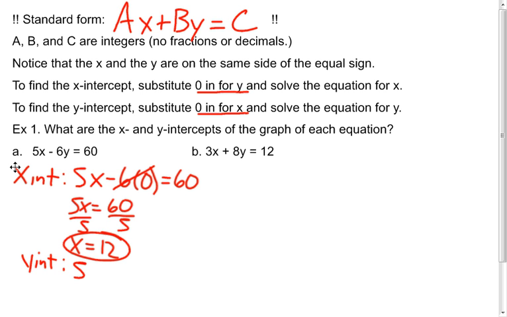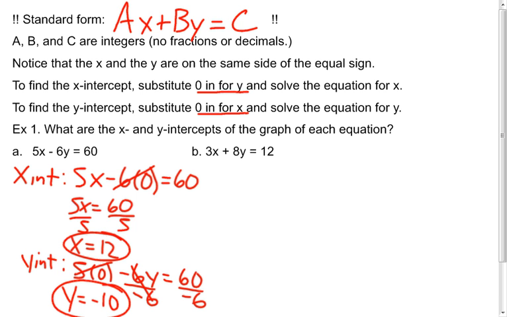In order to find the y-intercept, I plug 0 in for x. 5 times 0 is 0, so that cancels. The negative sign stays with the 6. So y is being multiplied by negative 6, so I need to divide by negative 6. Those cancel, and I get y equals negative 10. That would be my y-intercept for this problem.